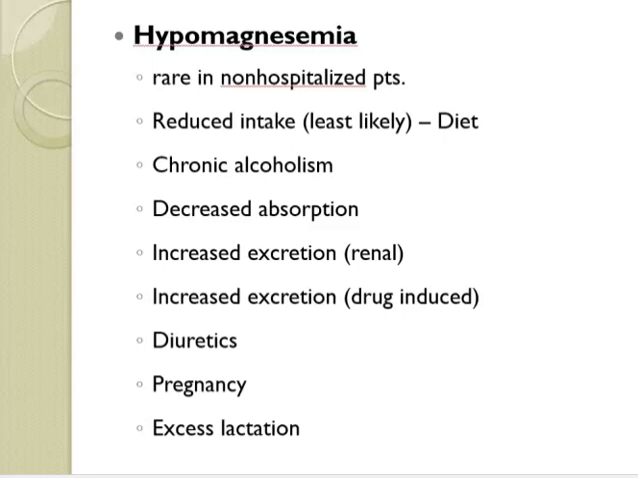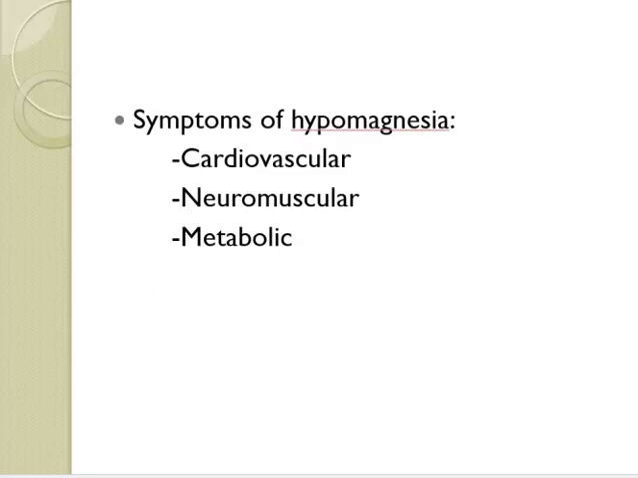Low magnesium levels would be rare in unhospitalized patients. It's usually a result of reduced intake of magnesium in the diet. It can be a result of chronic alcoholism, decreased absorption, or increased excretion. That excretion could be due to renal issues, or it could be drug induced. It could be a result of diuretics, pregnancy, or excess lactation. Symptoms of hypomagnesemia could include cardiovascular problems, neuromuscular problems, and metabolic problems.